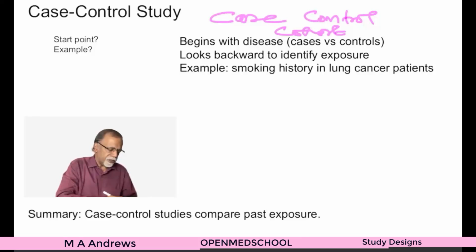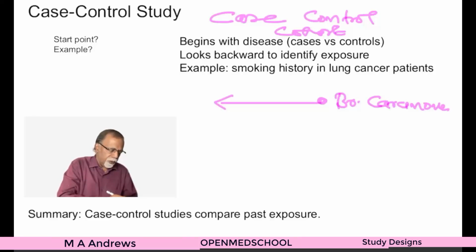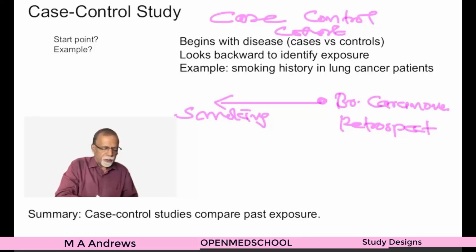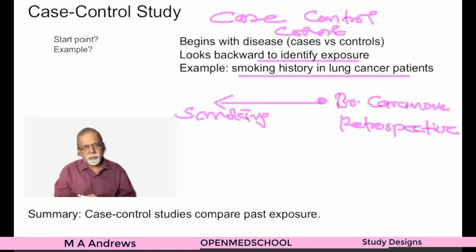So what is a case control? Case control starts with the patient. So for example, somebody has developed a bronchogenic carcinoma. That is where you're starting and you are looking back. What is the risk factor? For example, you're looking whether smoking is causing it. So you can say it is a retrospective study. Case control studies are retrospective. That is, from the outcome, you are going back to the exposure. So it looks backwards to identify the exposure. Example, as mentioned, smoking history in lung cancer patients.